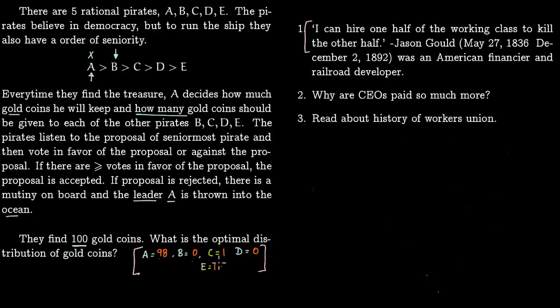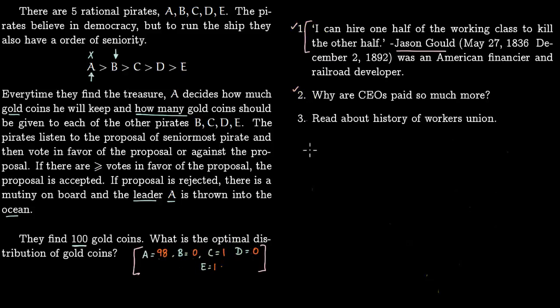So you see that C and E can keep B and D in check, whereas A can make all the money. So A could be Jay Gould, and he can give just 1 gold coin to C and E to keep B and D in check. So this is number 1.